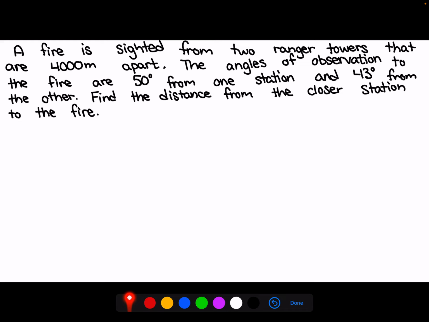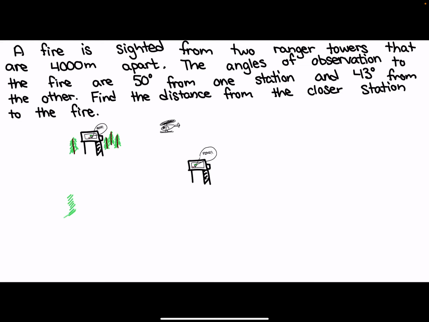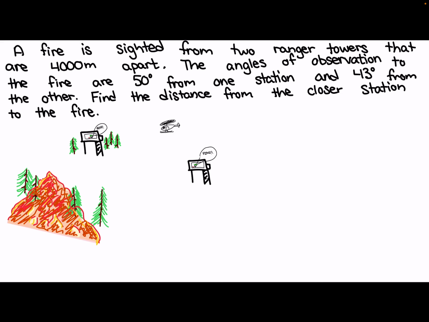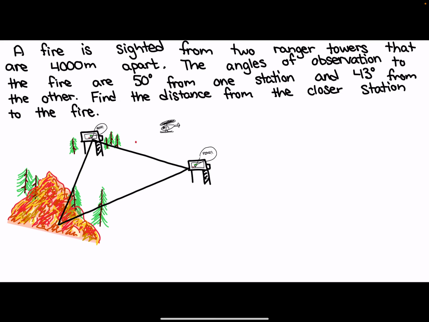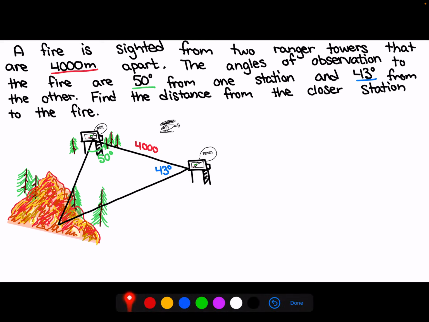So first thing I'm going to do is go ahead and draw my two towers and my fire. These are the vertices of my triangle. Once I have them all drawn up, I can go ahead and draw my triangle between all three and label my parts. I know that the towers are 4,000 meters apart. I know that from one tower, it's 50 degrees of observation, and from the other, it's 43 degrees for the observation angle. So we now have all these pieces.